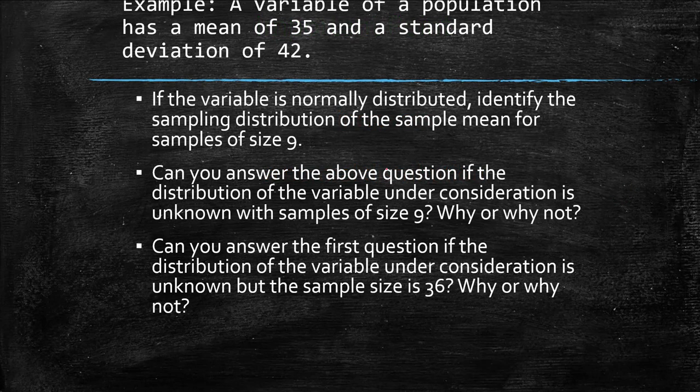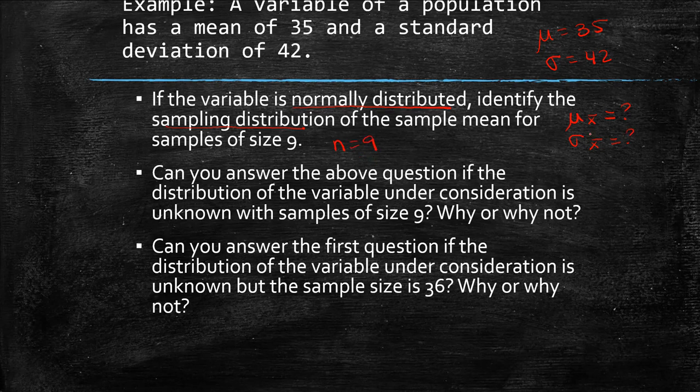So here we go. A variable of a population has a mean of 35, so mu is 35, and a standard deviation of 42, so the standard deviation of our population is 42. If our variable, so that's talking about the population, is normally distributed, identify the sampling distribution of the sample mean for samples of size 9. So that's just asking us, what is mu of x bar? What is sigma of x bar? If we have a sample size of 9.